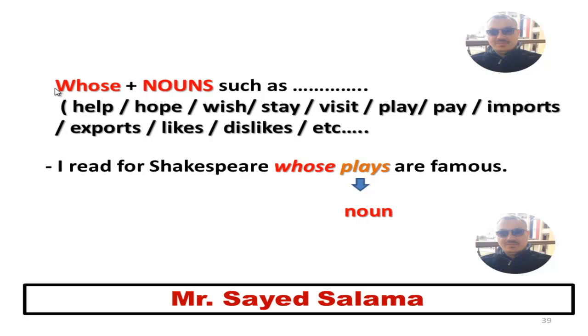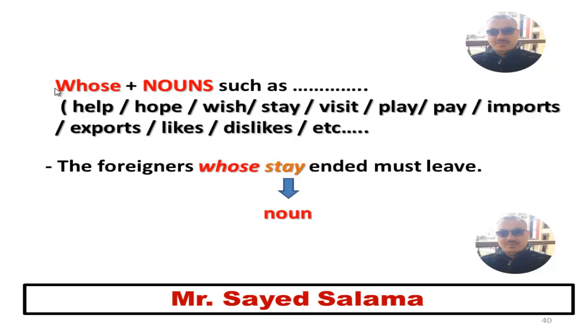This is an example. I read for Shakespeare whose plays are famous. Whose plays means his plays. Another example, the foreigners whose stay ended must leave. الأجانب اللي الإقامة بتاعتهم انتهت لازم يمشوا. So stay is a noun, not a verb, because it is preceded by whose. So the foreigners whose stay ended must leave.